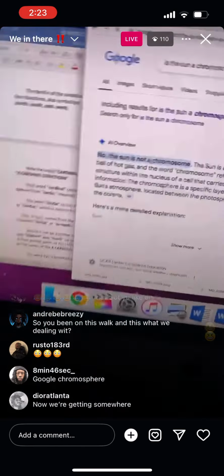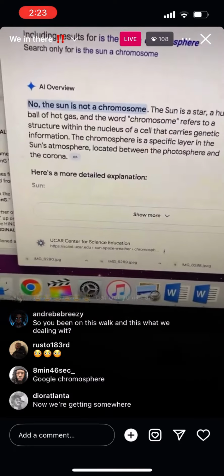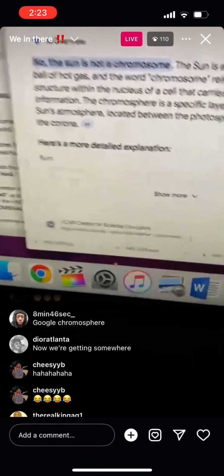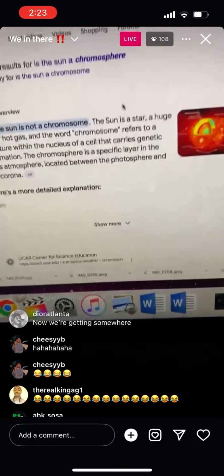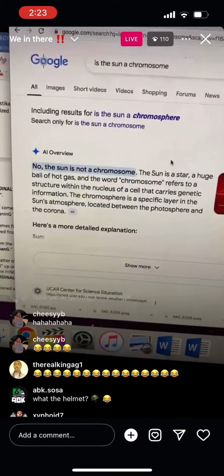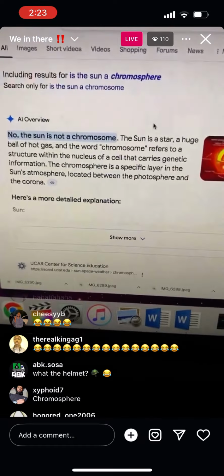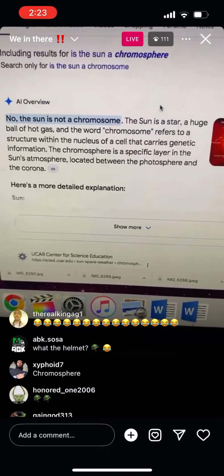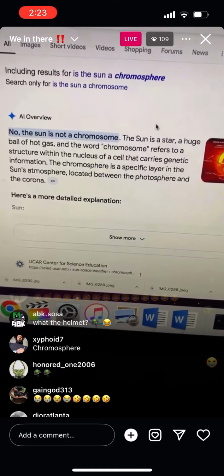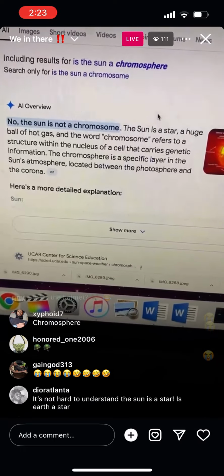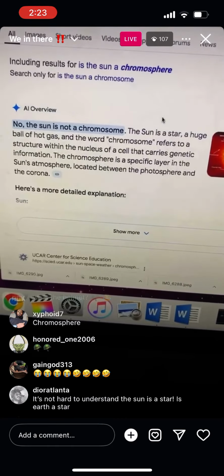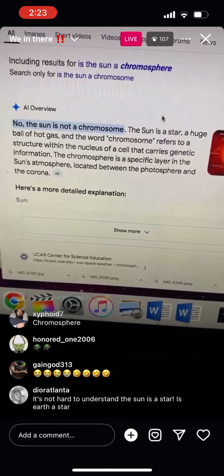Is the sun a chromosome? No. They tired of me tonight. They highlighted this. The sun is a star, a huge ball of hot gas, and the word chromosome refers to a structure within the nucleus of a cell that carries genetic information. The chromosphere is a specific layer in the sun's atmosphere located between the photosphere and corona.